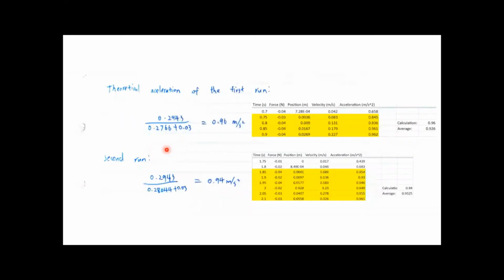Plugging in the mass values to our acceleration formula, we'll get two theoretical accelerations of the two runs. Comparing these values to our average acceleration, we can see that the second run is more accurate. This might be because the second run has more variables, which accounts for uncertainty. Therefore, I will continue with the second mass.